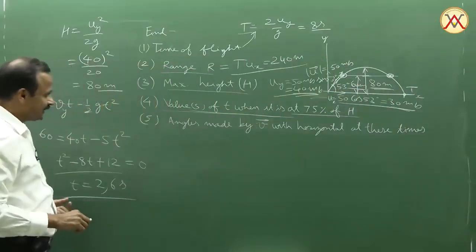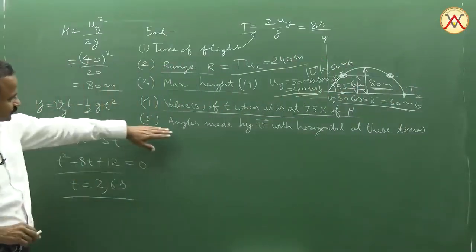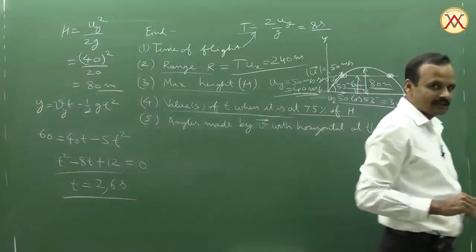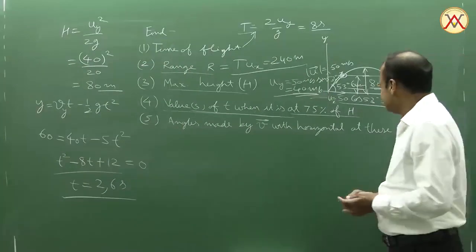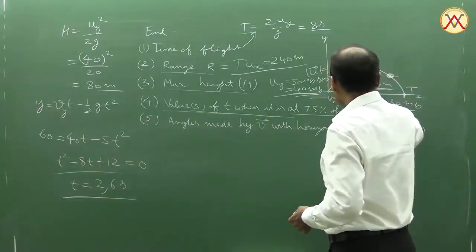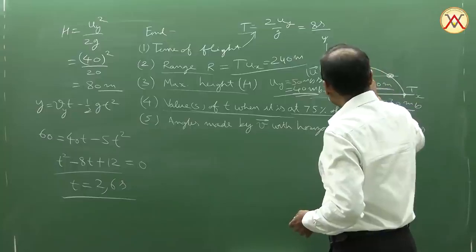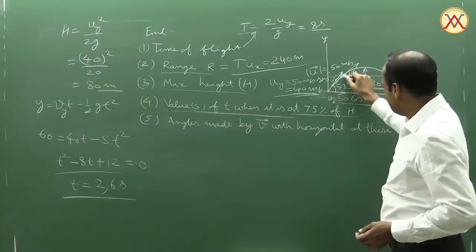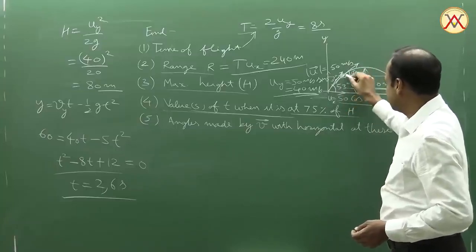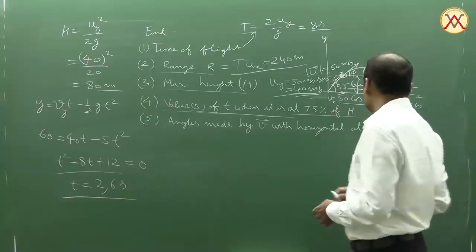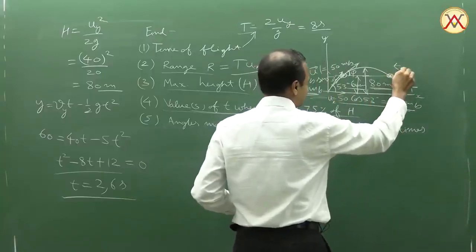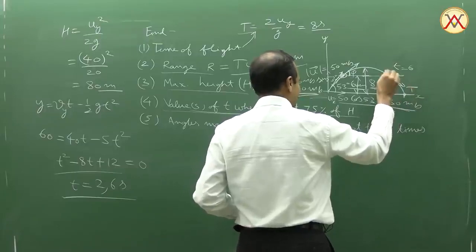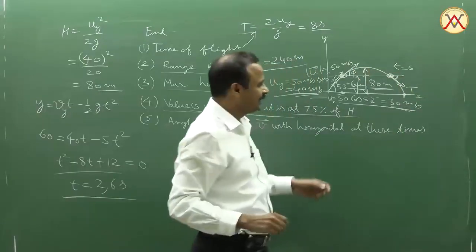If we have to find the next part, let's come to the next part. What are the angles made by the velocity vector with the horizontal at these moments? So the velocity vector is like this, and we had written a formula for this phi. Now you can see one thing: at the moment t equal to 2 seconds, you can expect a positive value of phi, and at t equal to 6 seconds, you can expect a negative value of phi, because here it will be going down.